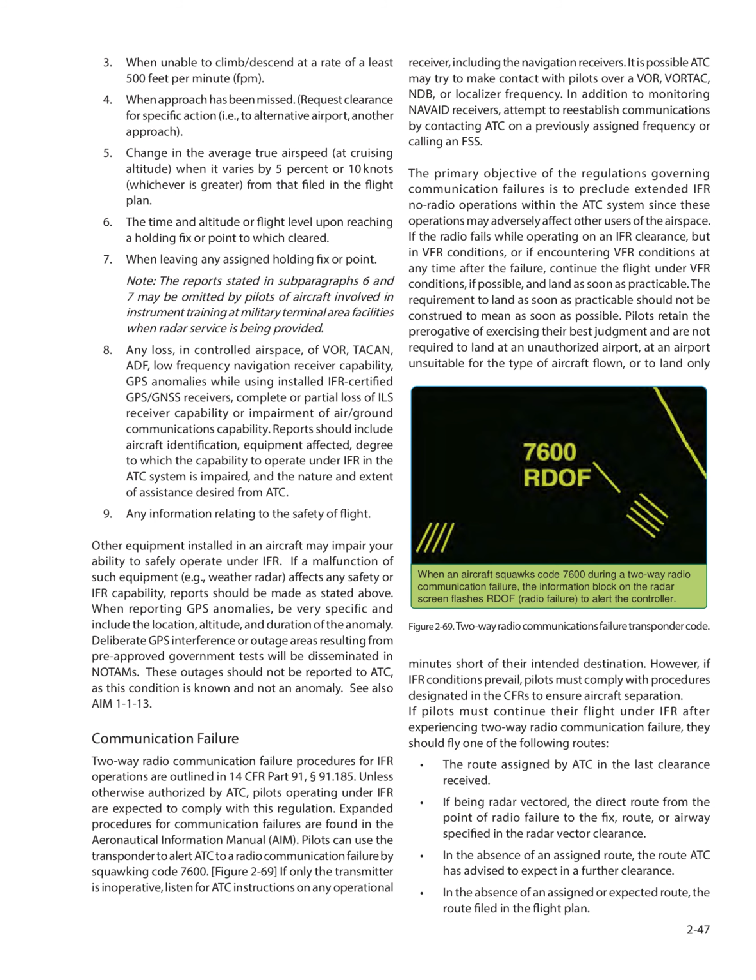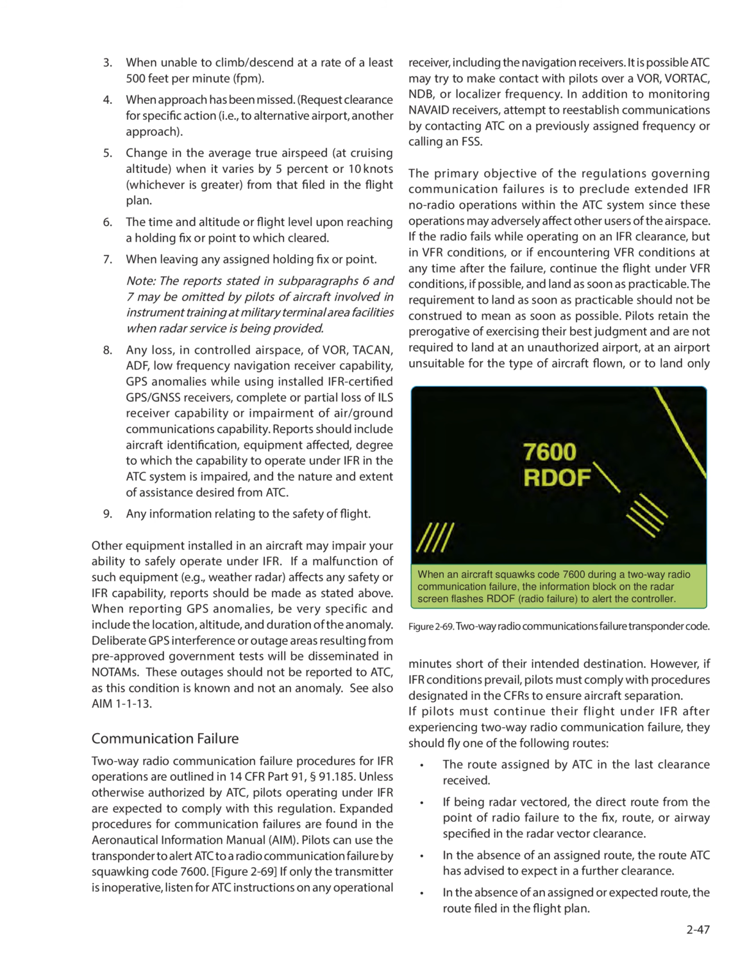8. Any loss, in controlled airspace, of VOR, TACAN, ADF, or low-frequency navigation receiver capability, GPS anomalies while using installed IFR-certified GPS/GNSS receivers, complete or partial loss of ILS receiver capability, or impairment of air/ground communications capability. Reports should include aircraft identification, equipment affected, degree to which the capability to operate under IFR in the ATC system is impaired, and the nature and extent of assistance desired from ATC. 9. Any information relating to the safety of flight.